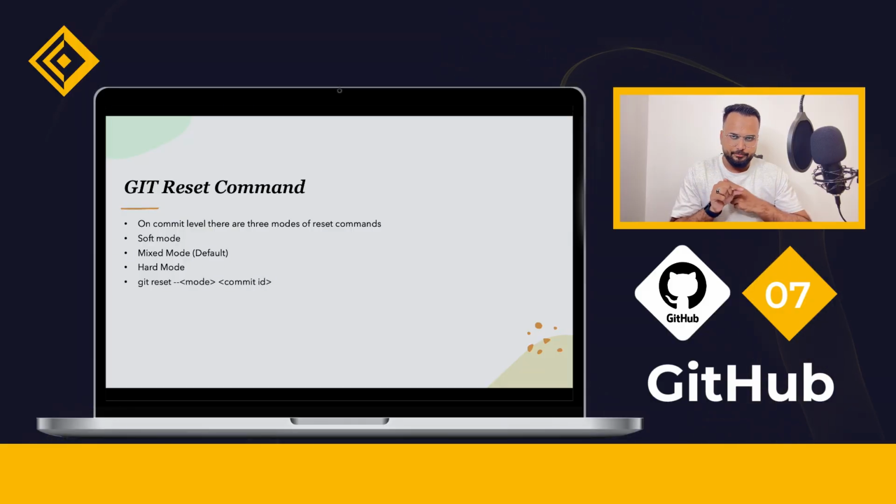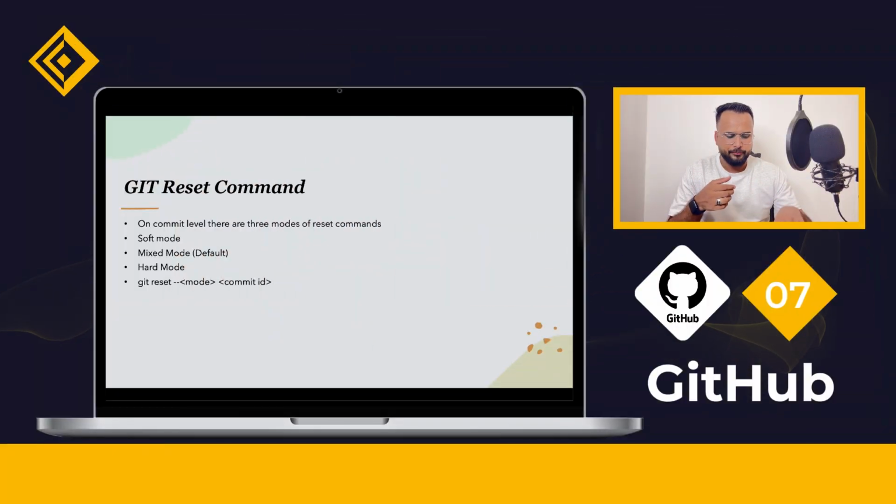Let's say the command is git reset, and then you pass a hyphen and then the mode, either soft, hard, or mixed, and then the commit ID. You know very well how you can get the commit ID by using git log and minus one line. You can get the IDs directly. I'll show you now practically.